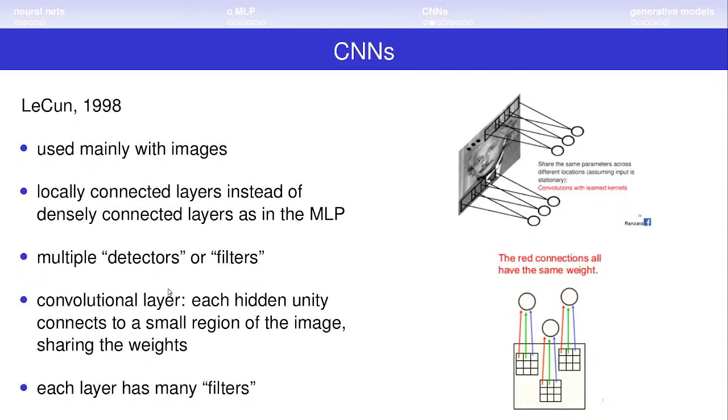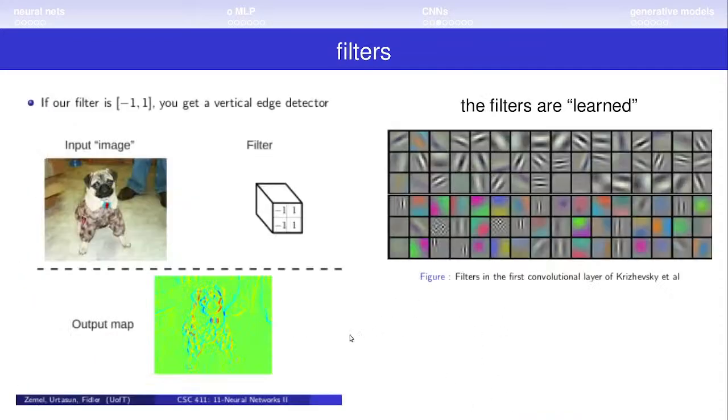So, in a convolutional layer, each hidden unit connects to a small region of the image, sharing the same weights. Each layer has many filters. So, for example, here are different pieces of the image that are shared by the network. Here is an example of a kind of filter. I have an input image. If I pass a filter like that on the image, this is the kind of output map that we obtain. In the case of neural networks, during training, many filters are learned, as you can see in this image, which represents the filters in the first convolutional layer of a very popular CNN algorithm proposed by Krizhevsky.